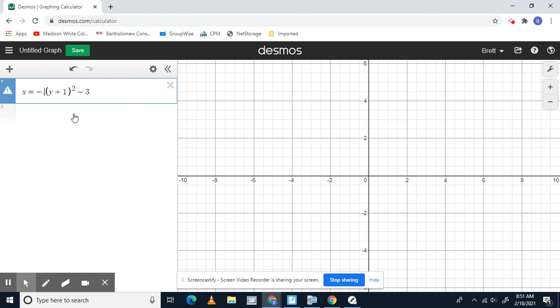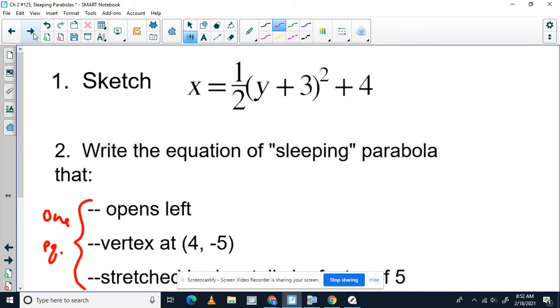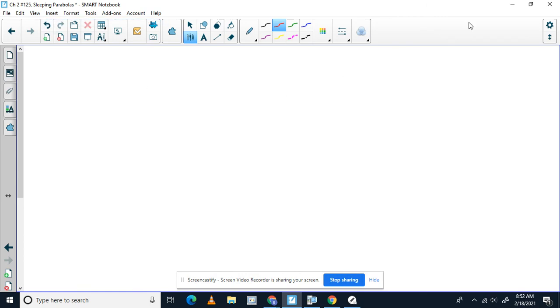How do I make a number less than 1? 0.2. Notice it's compressed. It's gotten wider, but the compression wasn't up and down. The compression was horizontally. It was side to side. So really what we're doing is kind of retraining our brains and thinking just the opposite of what we had before. So let's say that I ask you to sketch this sleeping parabola. Let's say we had 3 times y plus 4 squared minus 1.